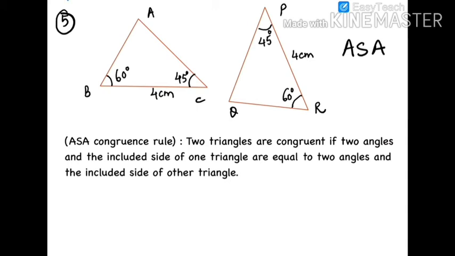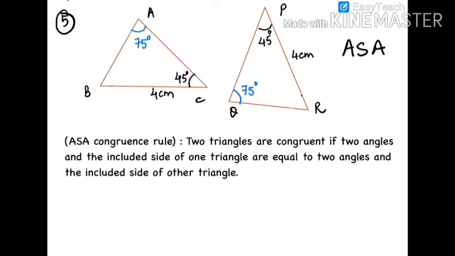So what can we say about the third angle of these two triangles? Angle A and Q. Are they going to be equal? Using the angle sum property, we can find the third angle in both the triangles and we will find that they are also equal because they are congruent parts of congruent triangles. So the third angle will be 75 degrees in these two triangles.